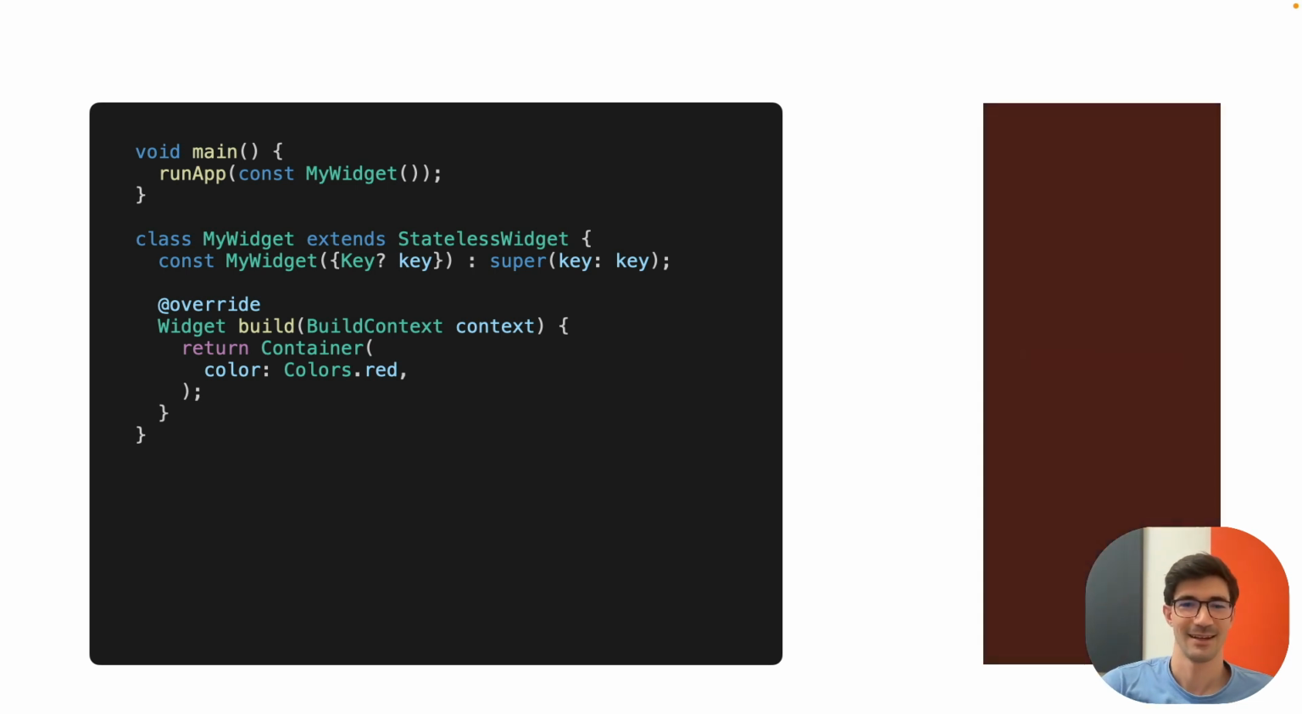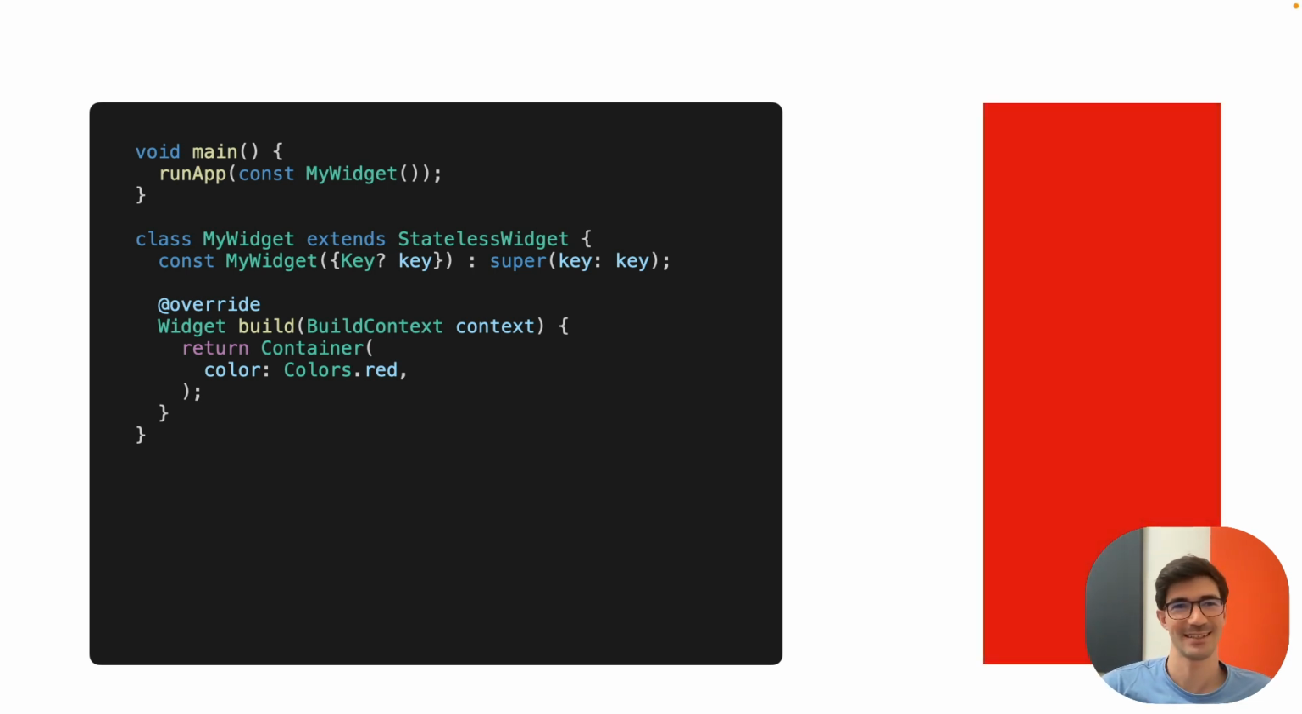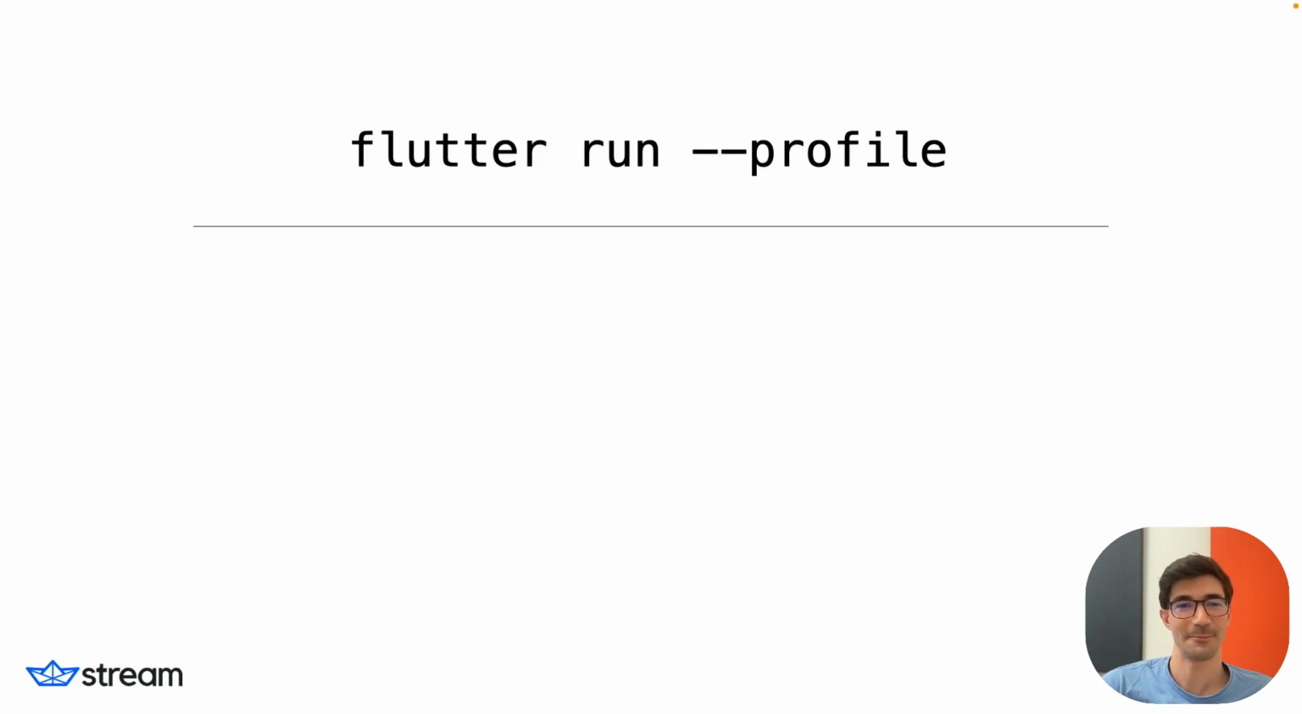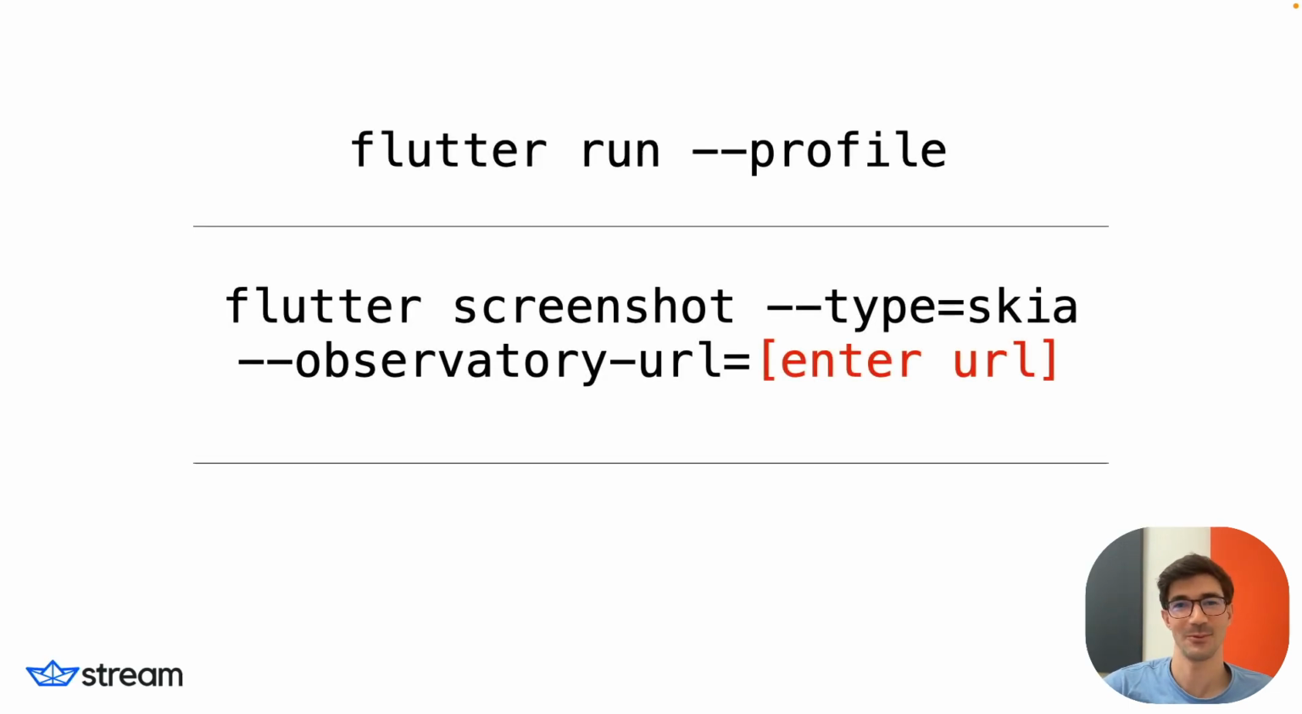Okay, correct. Everyone that got it correct, the answer is red. Let's actually delve deeper into what is happening at the Skia painting level. To illustrate the painting instructions that we sent to Skia, we will run our application in profile mode and then use the Flutter screenshot command to capture a Skia screenshot.